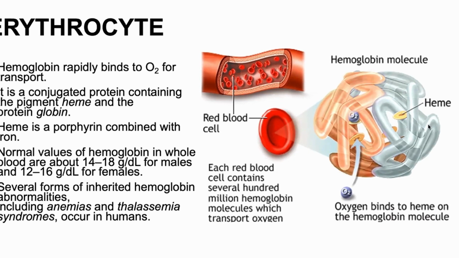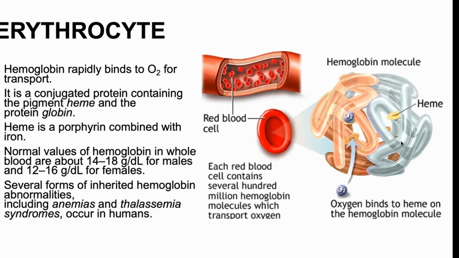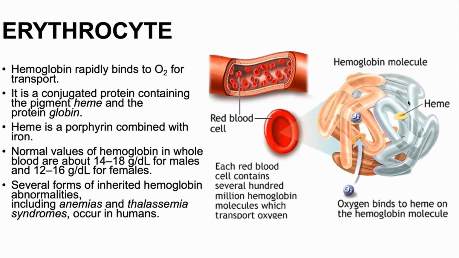The carbon dioxide, on the other hand, doesn't really bind so much to the heme. It binds to different types of amino acid parts on the globin chain, because remember, the globin is basically a protein. Remember, the building blocks of protein are amino acids.